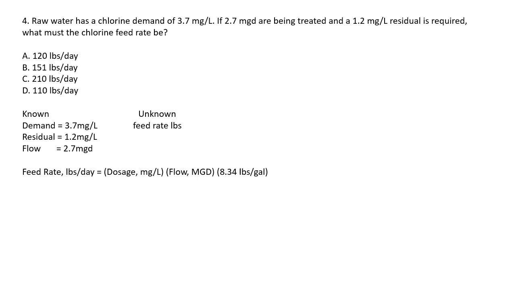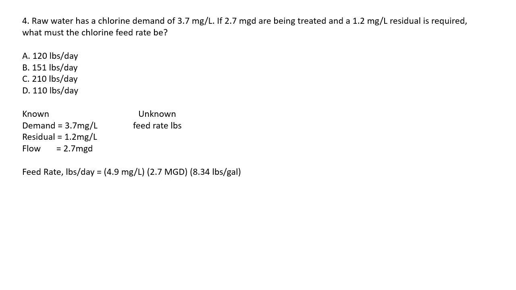Our unknown lets us know we're using a feed rate pounds per day formula, which is equal to dosage milligrams per liter times flow million gallons a day times the standard of 8.34 pounds per gallon. To find the chlorine dosage, we're going to take the chlorine demand milligrams per liter and add that to our desired chlorine residual milligrams per liter. So we're going to take the demand of 3.7 milligrams per liter plus the required residual of 1.2 milligrams per liter. We're going to add those two together, and that gives you a dose of 4.9 milligrams per liter.